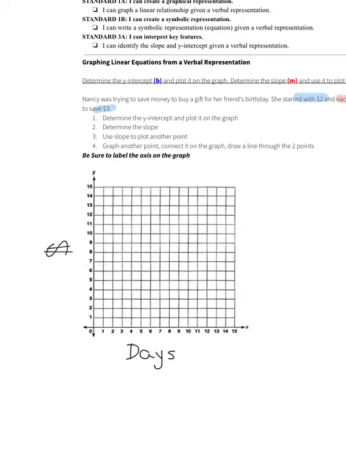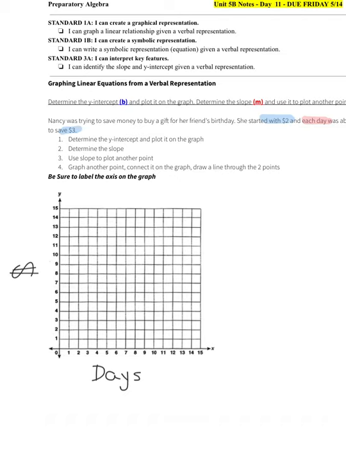My Y-intercept is my starting point, and if we look right here, it says she started with $2. Her beginning, her starting point, that's the Y-intercept. So when X is 0, at 0 days, she already has $2 in her pocket. Now, my next thing is to determine the slope, and I'm going to put the ordered pair for the Y-intercept over here, 0, 2.